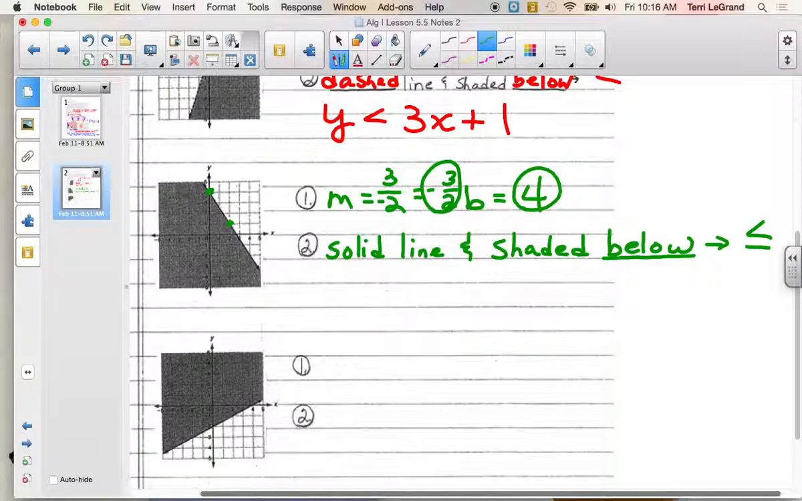Okay, what's it going to be? What are we going to say the linear inequality is for this one? Courtney? y is less than or equal to -3/2 x plus 4. There we go. There's our linear inequality that graph is the solution for.